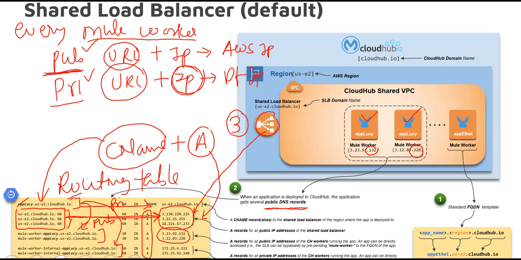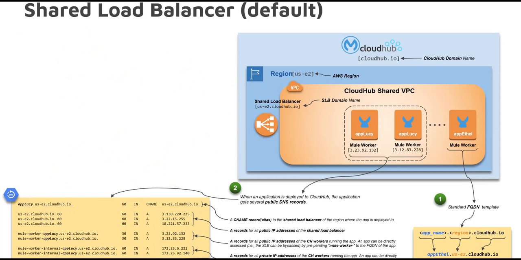Okay, hope I'm clear. See, these private IP addresses are coming from the CIDR block range. These are private IP addresses. Okay, let me clean this and let's go to the third point, where we'll be looking at how we can invoke this.